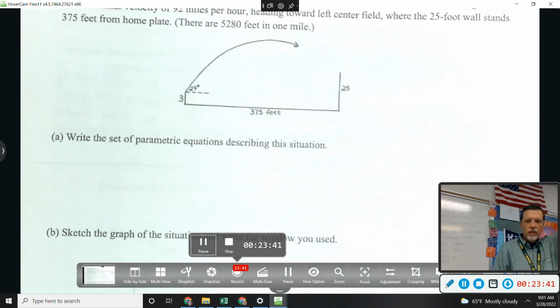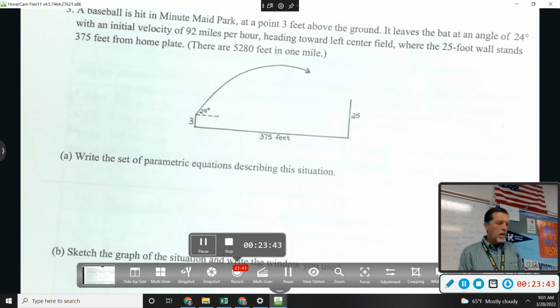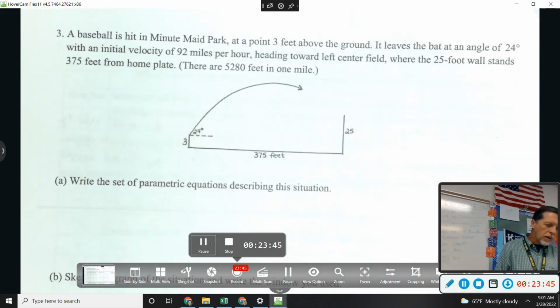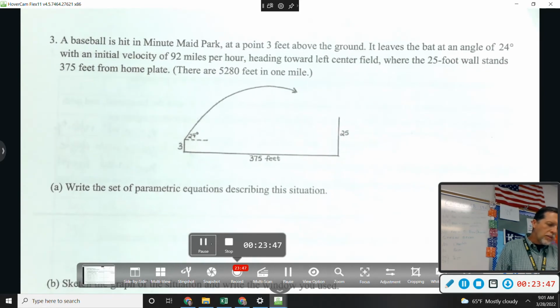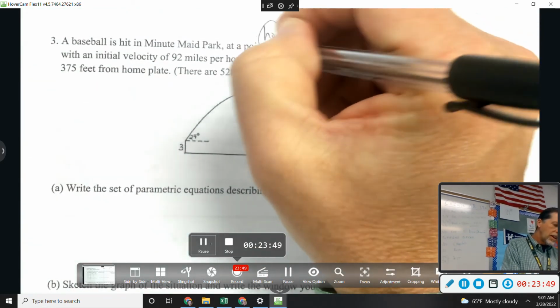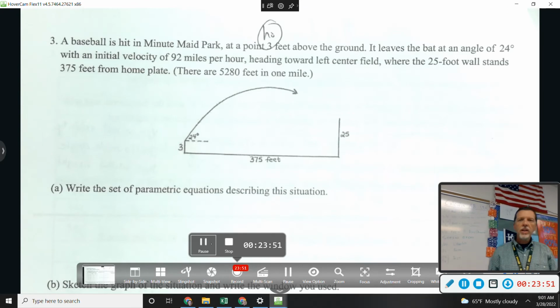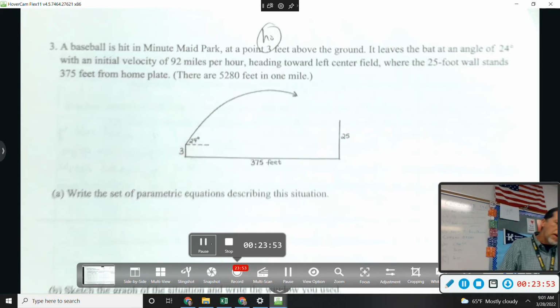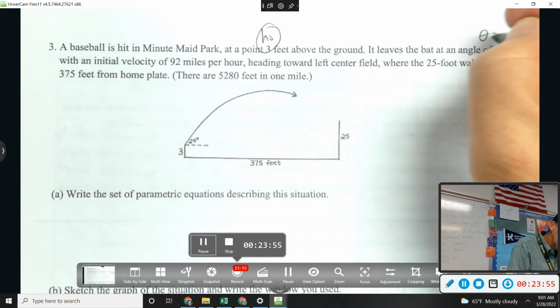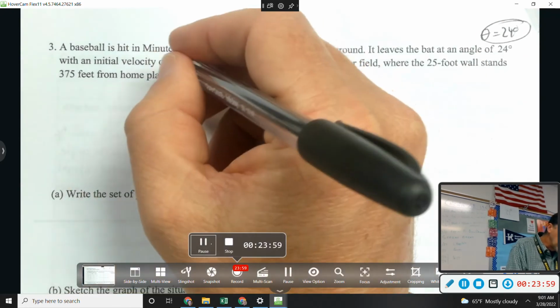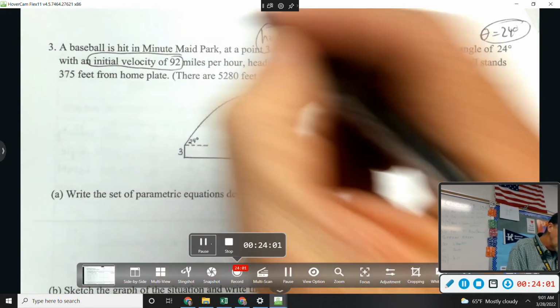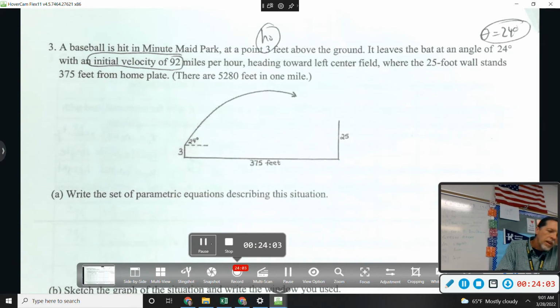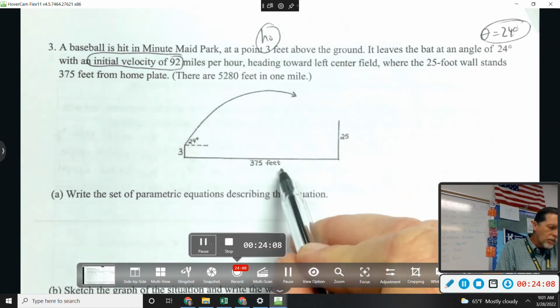Number 3. The baseball is hit in Minute Maid Park at a point 3 feet above the ground. h0 is 3. It leaves the bat at an angle of 24 degrees. There's my launch angle. With an initial velocity of 92, heading toward left center field, where the 25-foot wall stands 375 feet from the plate.